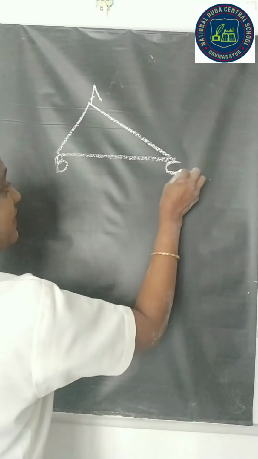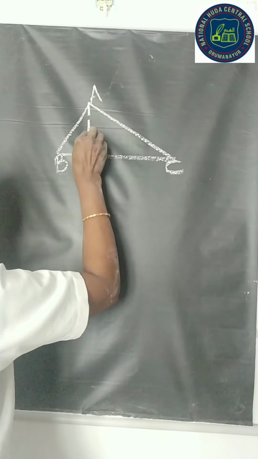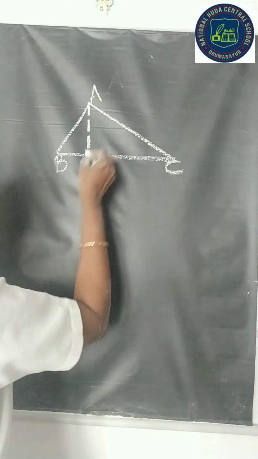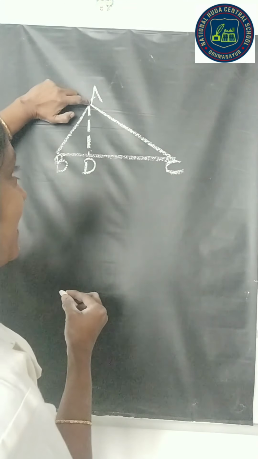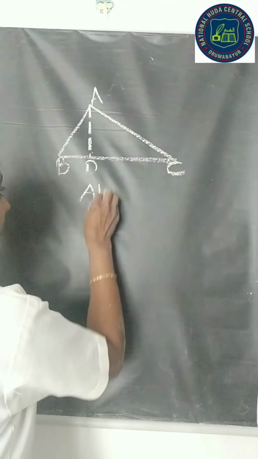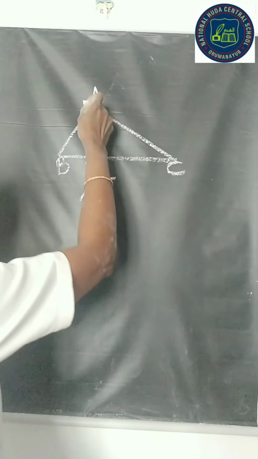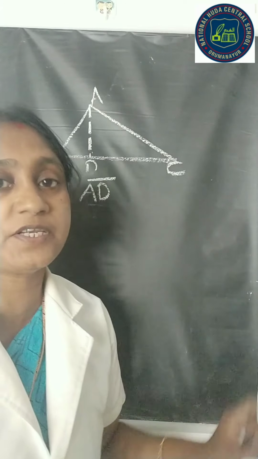Let ABC be a triangle. Here AD is a perpendicular distance from the vertex to the opposite baseline. Therefore, AD is the altitude of the triangle. Now we are going to study some properties. First one, exterior angle property.